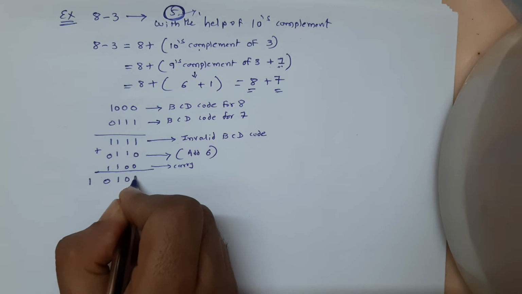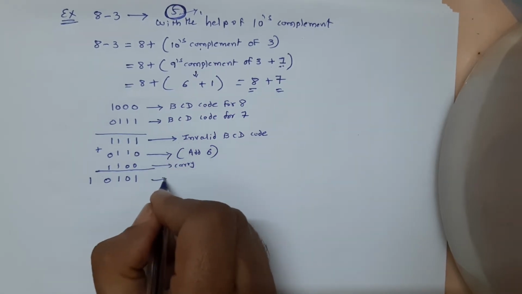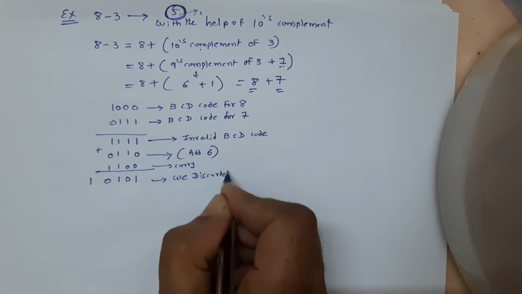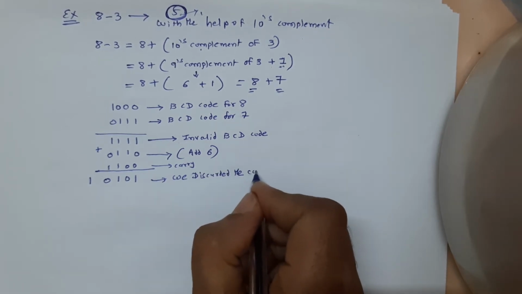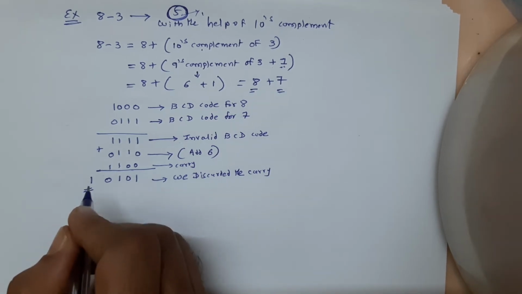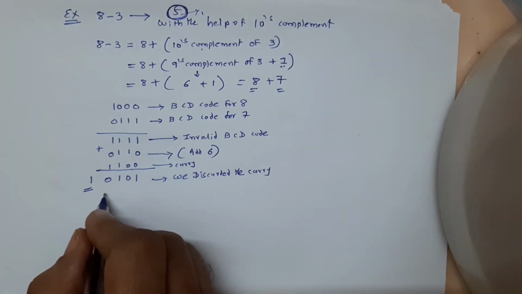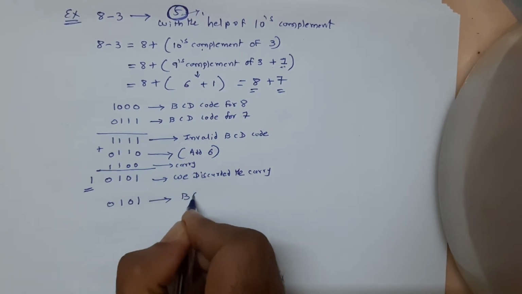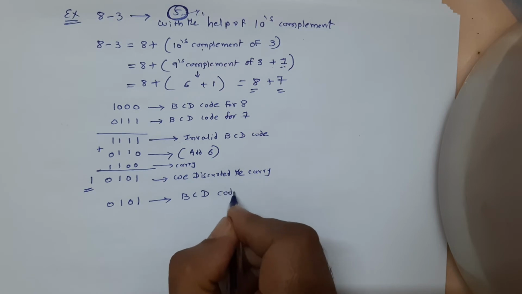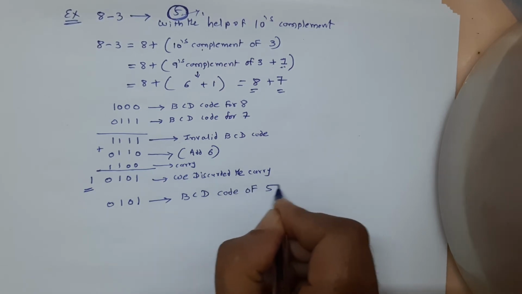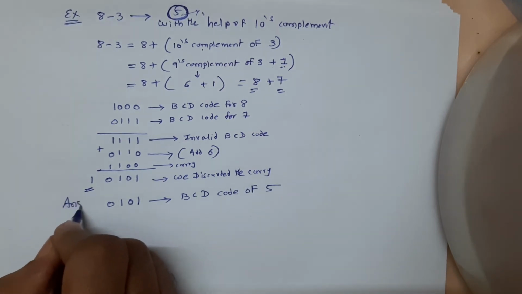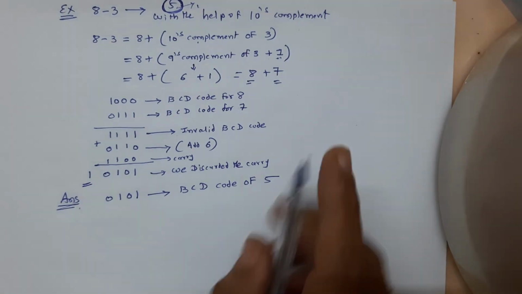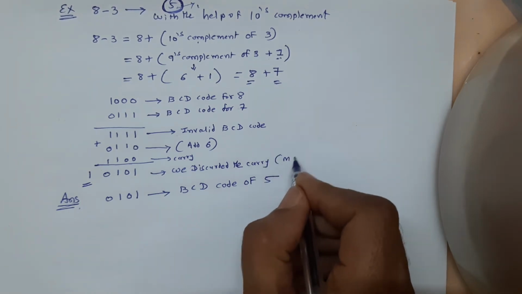Zero, one, zero, one. Here we discarded the carry. That means our MSB. So what is our final answer? 0101. This is our BCD code of 5. This is our answer. So in this way, that means MSB.